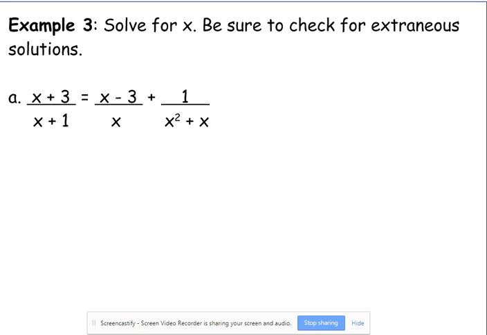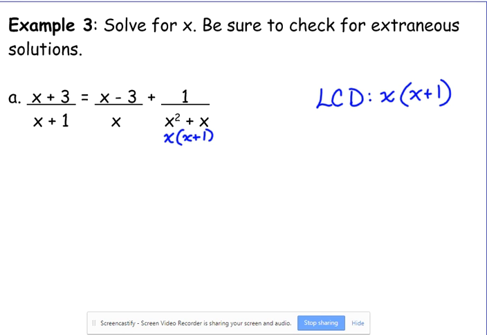So let's look at this one right here. We've got to find the LCD, but guess what? It doesn't have 3 separate pieces, okay? Because what can we do with that last denominator there? We can factor it out. Yay, y'all are finally starting to recognize that. All right, that is x times x plus 1. So that is our LCD, x times x plus 1.